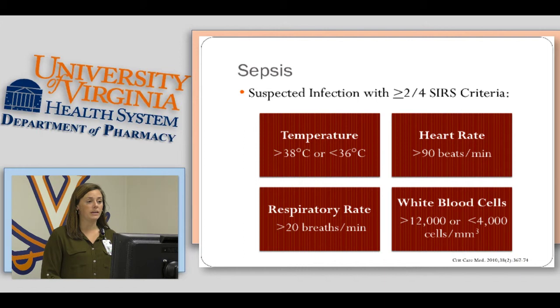So previous treatment guidelines for sepsis defined sepsis as a patient with suspected infection who have at least two of the four systemic inflammatory response syndrome, or SIRS, criteria. And these are a temperature greater than 38 degrees Celsius or less than 36 degrees Celsius, a heart rate greater than 90 beats per minute, a respiratory rate greater than 20 breaths per minute, or a white blood cell count greater than 12,000 or less than 4,000 cells per millimeter cubed.